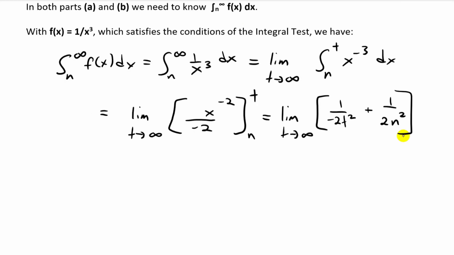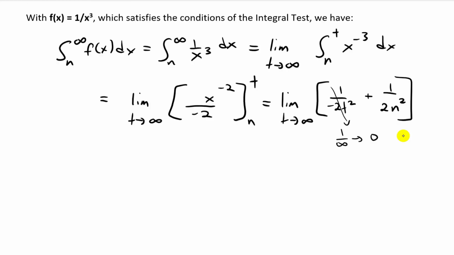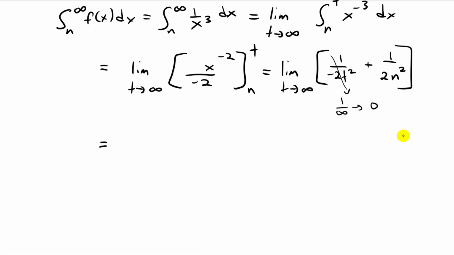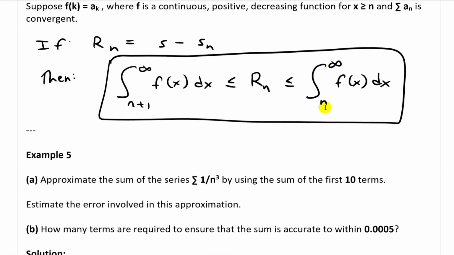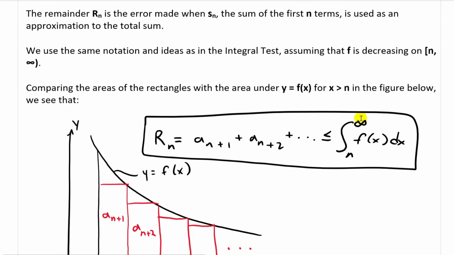As t goes to infinity, at this term right here we have a scenario of 1 over infinity, because t squared, infinity squared, is just infinity. So it's 1 divided by infinity, which goes to 0. So we have 0 plus this term here, there's no t term, so that's all we have: 1 over 2n squared. That is the integral from n to infinity, and this is the upper limit of that remainder. So the remainder is going to be less than the integral from n to infinity of f(x) dx, so it's less than this number here.